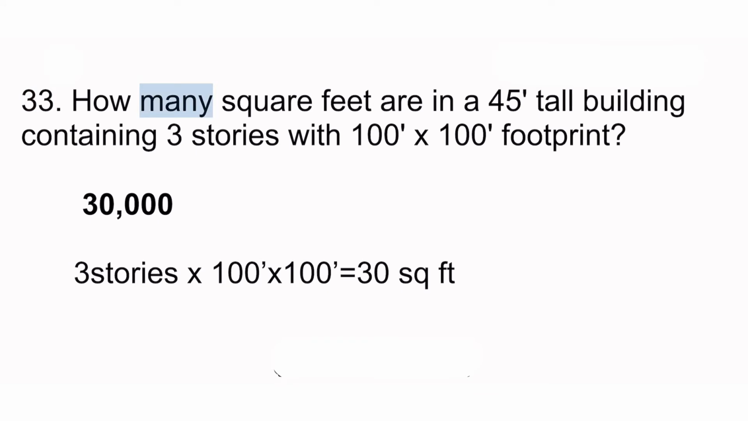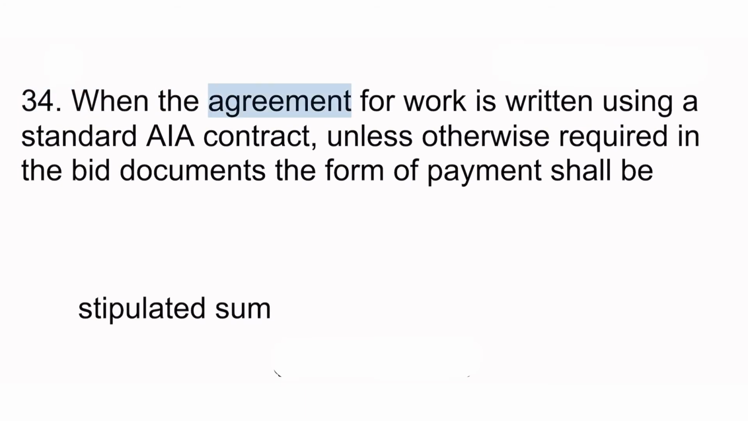33. How many square feet are in a 45-foot-tall building containing 3 stories with a 100 x 100 footprint? 30,000. 3 stories x 100 x 100 equals 30,000 sq feet. 34. When the agreement for work is written using a standard AIA contract, unless otherwise required in the bid documents, the form of payment shall be stipulated sum.